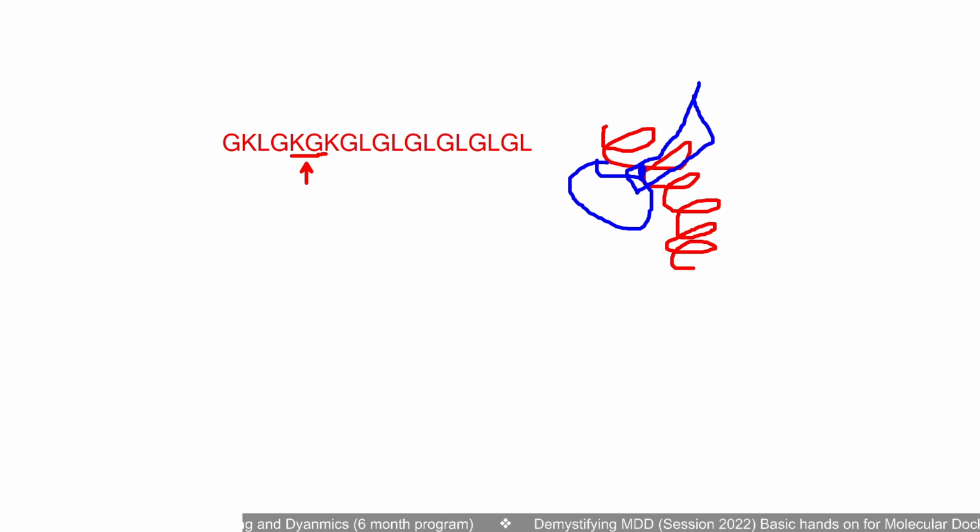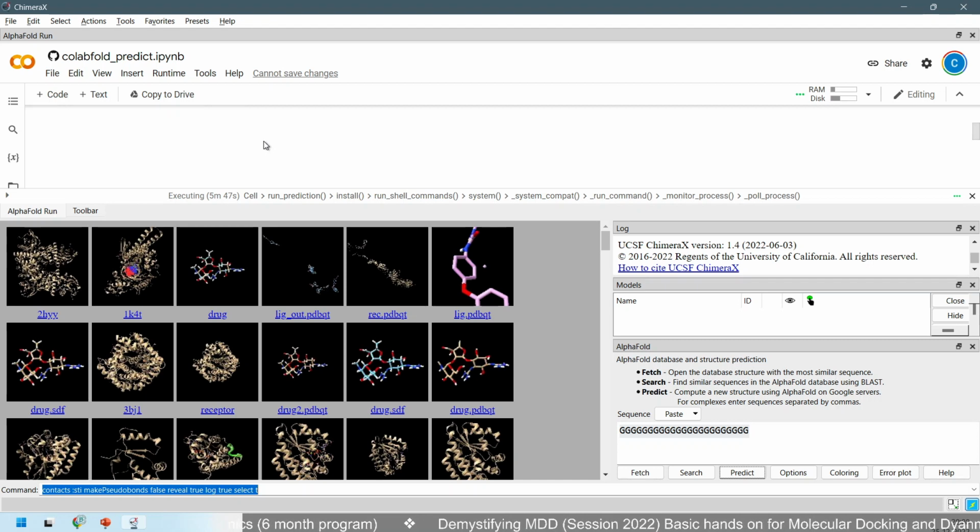So this altered structure may not be available through PDB, so you will have to predict it for the docking. Yes, sir. So we have to create that new PDB, and then we can dock on that.